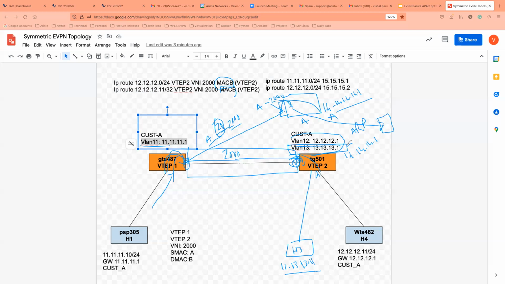Is it clear? So basically, in symmetric IRB, you have a common VRF across all the VTEPs, which is nothing but a common dynamic VLAN or VNI through which you will transit your packet. Any question? So for one VRF, we need one transit VNI? Yes, you can say that.